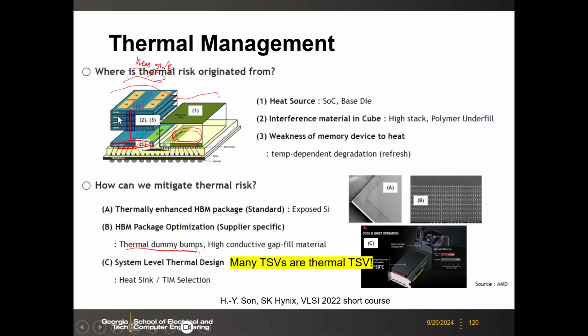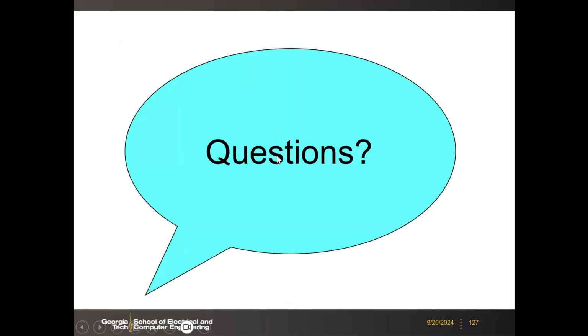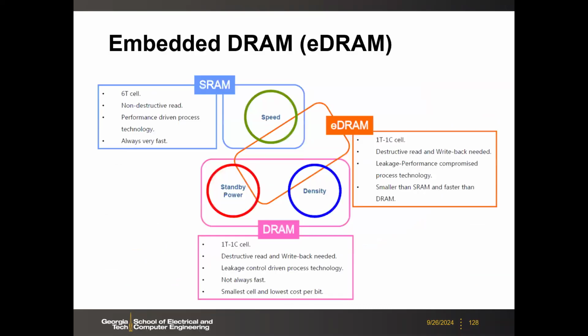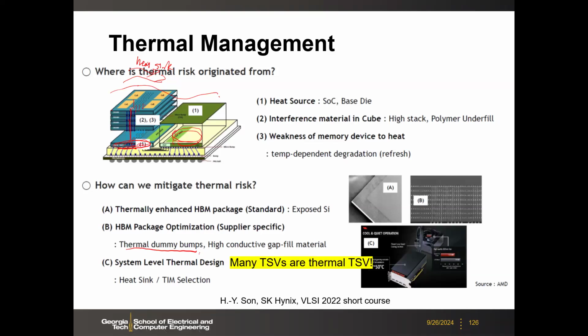Because here, the DRAM retention time will degrade at high temperature, right? Because at high temperature, the leakage current from the transistor will increase, and then the retention time will decrease. So you have to mitigate the temperature impacts on the data retention. Okay, any questions? That's pretty much what we want to talk about on the HBM.